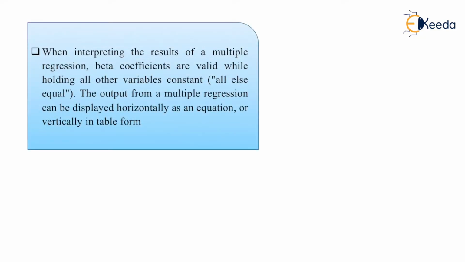When interpreting the result of a multiple regression, beta coefficients are valid while holding all other variables constant. The output from the multiple linear regression can be displayed horizontally as an equation or vertically in a table format.